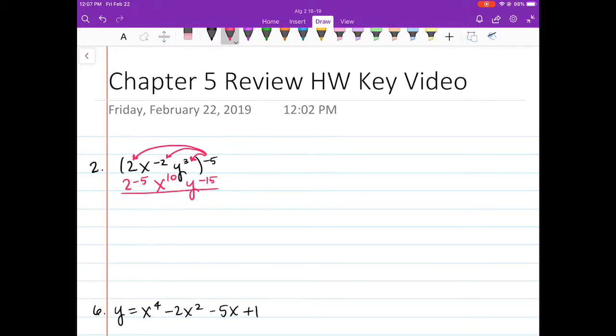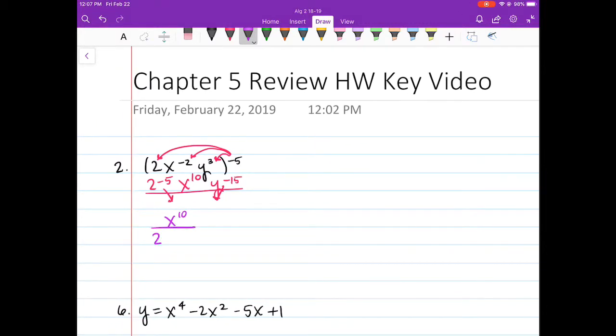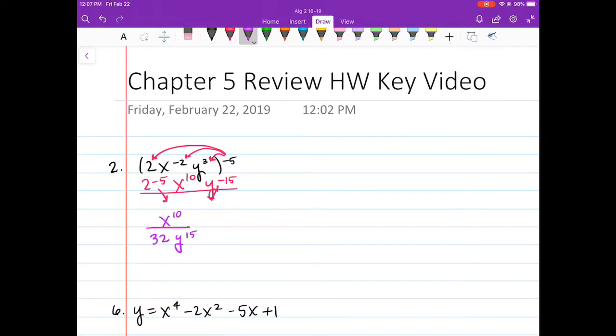Now anything with a negative exponent, remember, it gets moved to the denominator. So we'll have x to the 10th left over in our numerator, 2 to the 5th, and y to the 15th in our denominator. When we move it to the basement, remember that it gets a positive exponent. You can leave it here, or if you're more comfortable with 32 instead of 2 to the 5th, that works too. I would accept either.